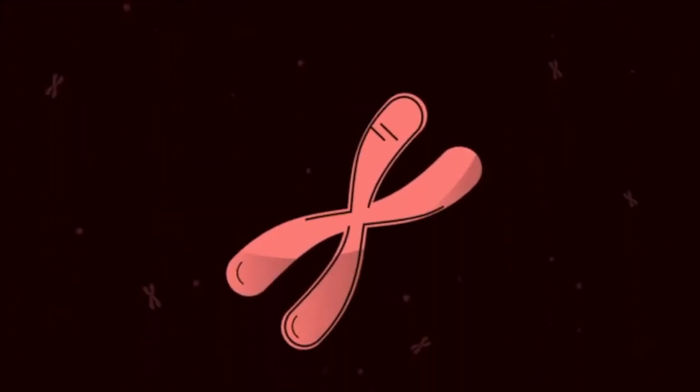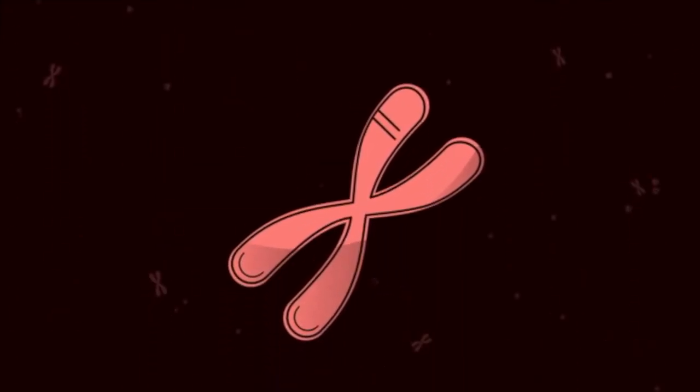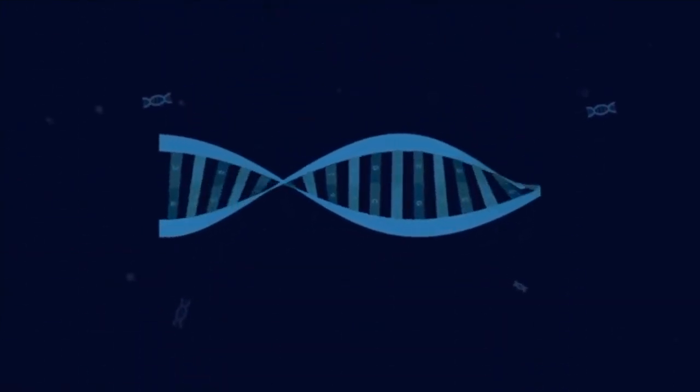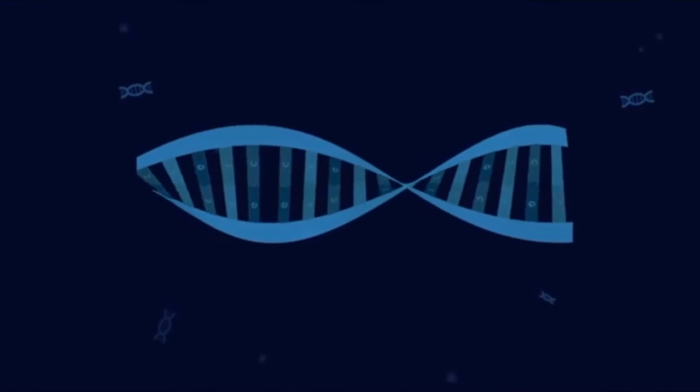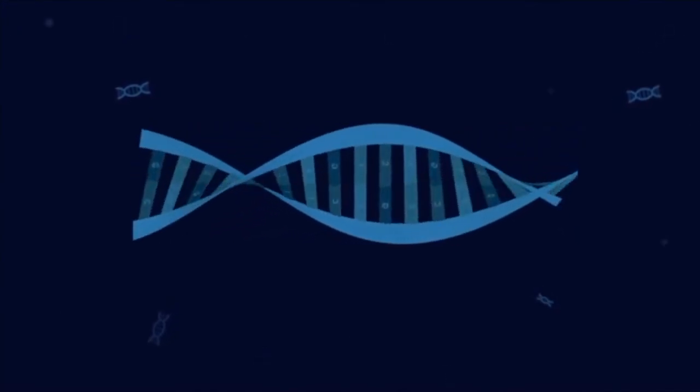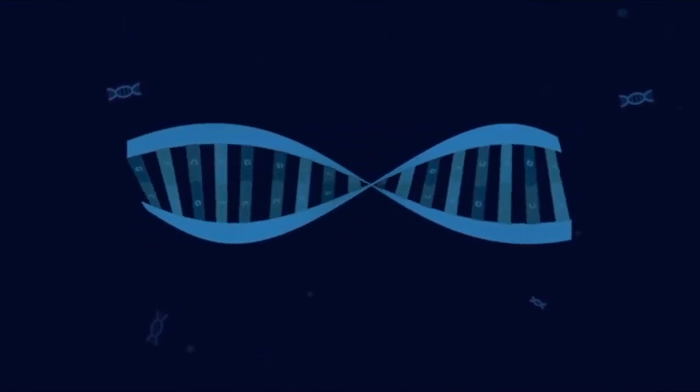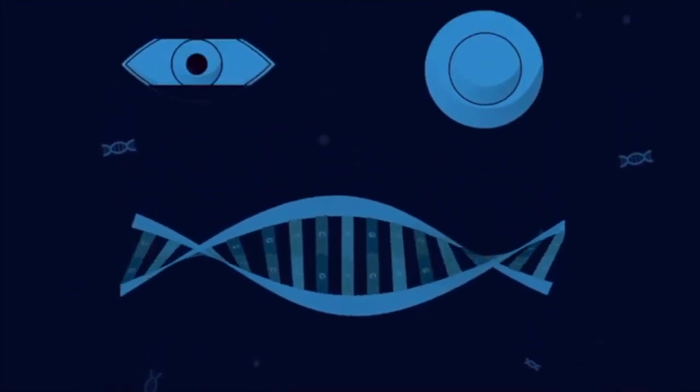DNA is tightly coiled around proteins and is packaged into structures called chromosomes. They are found in the nucleus of cells. A gene is a unit of hereditary material. Each chromosome contains thousands of genes made up of DNA. The gene codes for a particular characteristic of the organism, such as eye color or blood group.